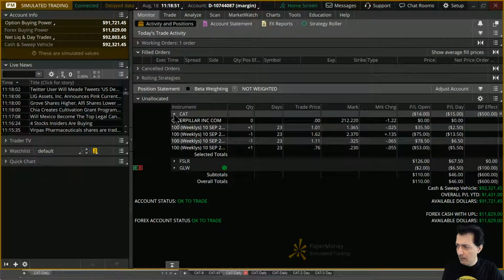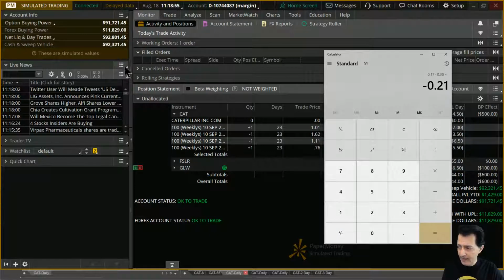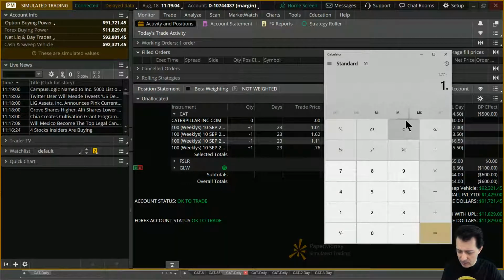And for the one with Caterpillar, I'm going to do some math. This one, the market moved more against me, so here I may need to be a bit more patient. So 101 plus 76, that's what I paid, and then I got paid 162, and I got paid 111. So that was 96 cents.